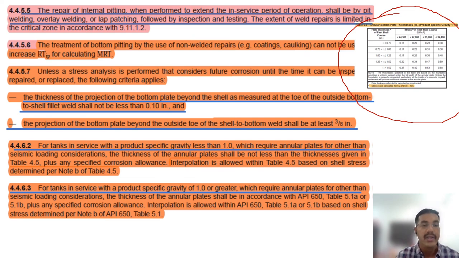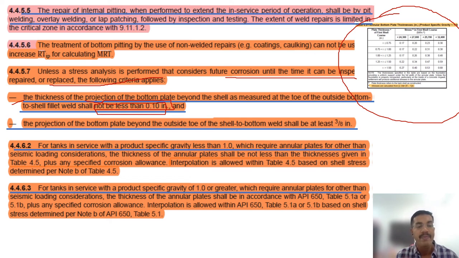Unless a stress analysis is performed that considers future corrosion until the time it can be inspected, repaired, or replaced, the following criteria should be applied. The thickness of the projection of the bottom plate beyond the shell, as measured at the top outside bottom-to-shell plate, shall not be less than 0.1. This is an open book question. Please remember this is an open book question.